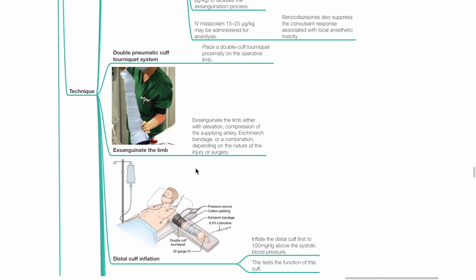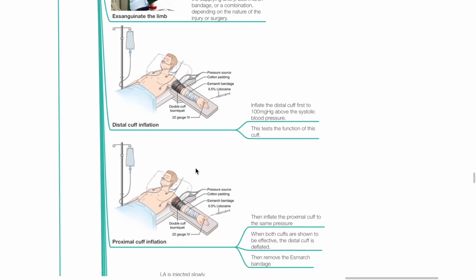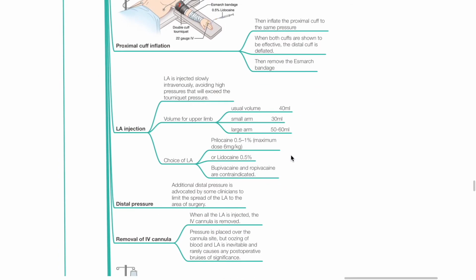Exsanguinate the limb via elevation, compression of the supplying artery, an Esmarch bandage, or a combination, depending on the nature of the injury and surgery. Inflate the distal cuff first to 100 mmHg above the systolic blood pressure. This tests the function of this cuff. Then inflate the proximal cuff to the same pressure. When both cuffs are shown to be effective, the distal cuff is deflated, then remove the Esmarch bandage if present. LA is then injected slowly intravenously, avoiding high pressures that will exceed the tourniquet pressure.